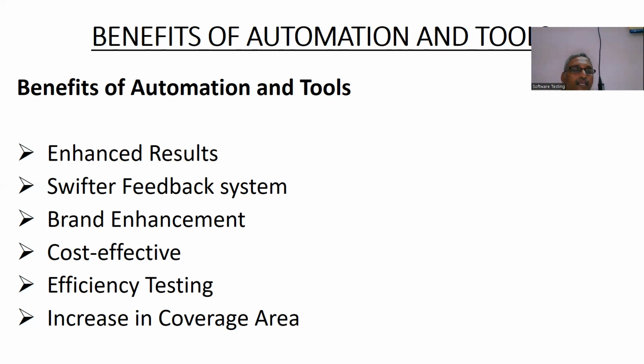Next, increase in coverage area. Through the use of automation testing, more tests can be allotted pertaining to any application. And this leads to higher testing coverage and a reduction in software anomalies. It also allows room for testing more features and complex applications.